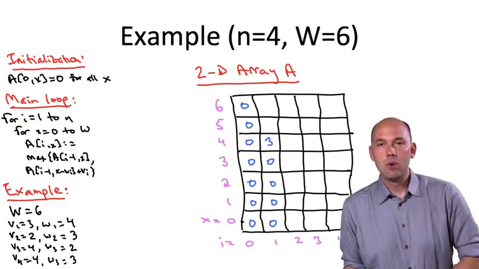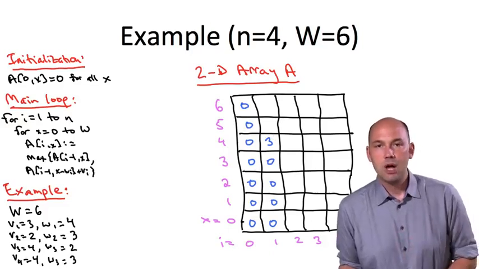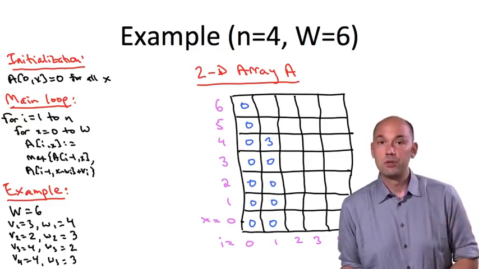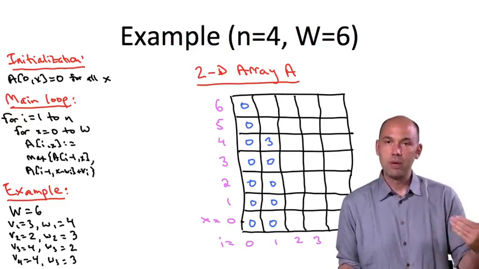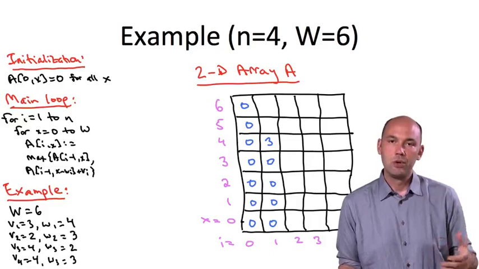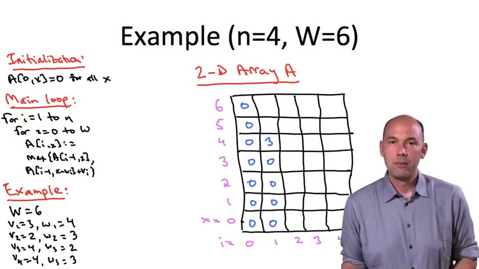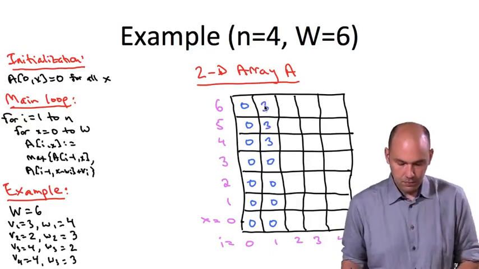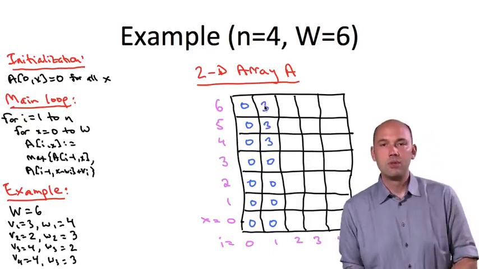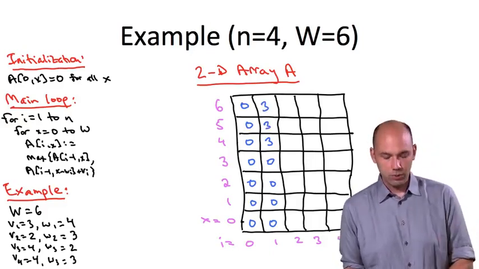By the same reasoning, we're going to fill in the uppermost rows of column 1 with these 3s. We certainly would prefer just taking the item 1, which we're now allowed to do. We have enough residual capacity, as opposed to just inheriting the 0 from the column 1 to the left. So that's how we fill in the column with I equal 1. Moving on to I equal 2.